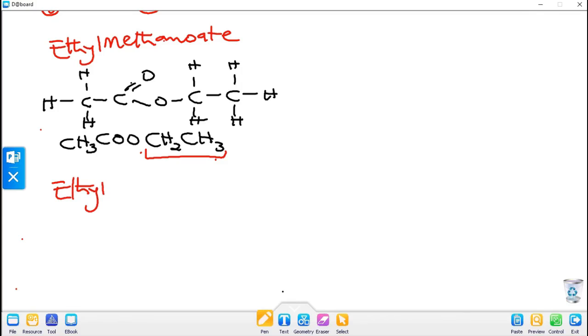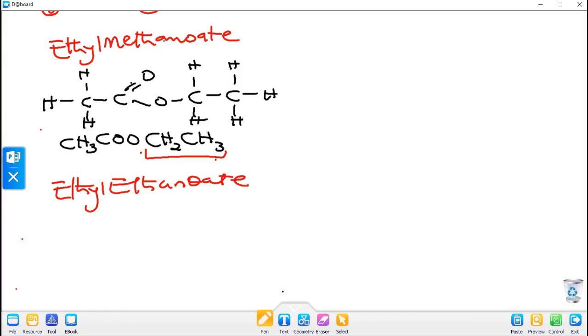Now, at the COO part of the compound, how many carbon atoms can we find there? Two carbon atoms. So it is also going to be eth. Instead of ethane, the rule says we end with OATE. So this is going to be ethanoate.